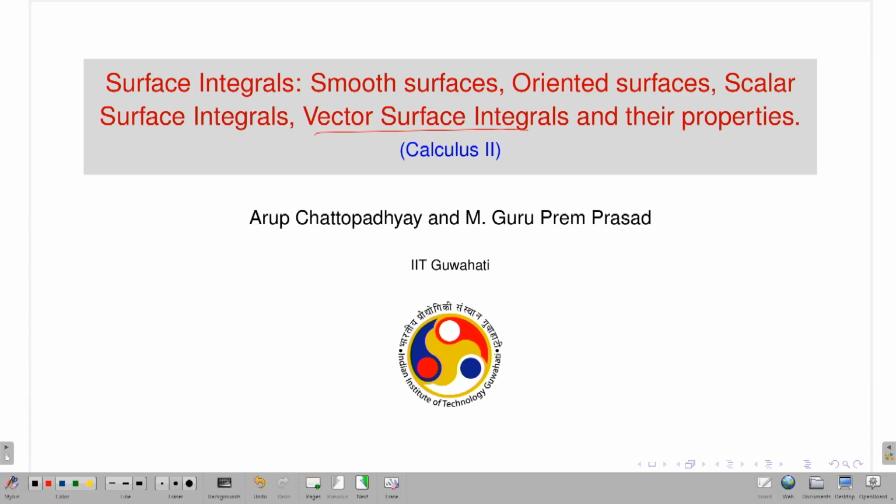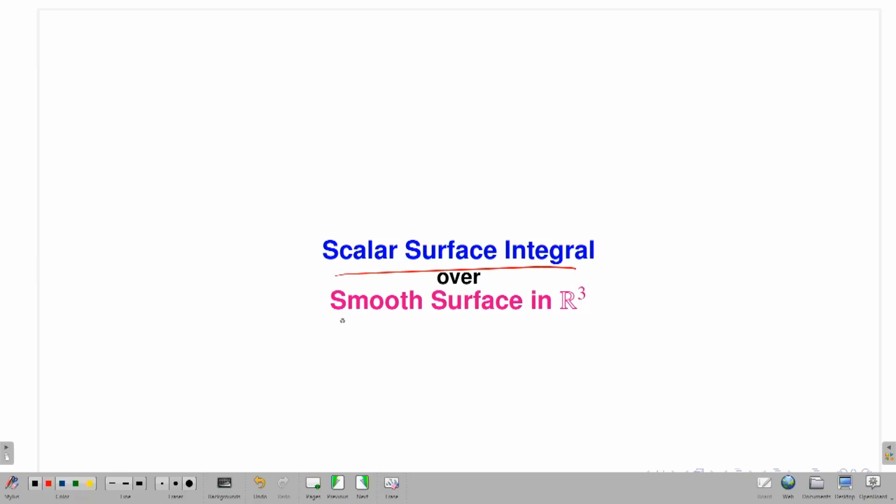And in my next lecture I will talk about the notion of vector surface integral, right. So today I will talk about the notion of scalar surface integral, and then I will talk about vector surface integral and a couple of properties. As I said, today's lecture I will start with the notion of scalar surface integral. So that's the heading: scalar surface integral over smooth surface.